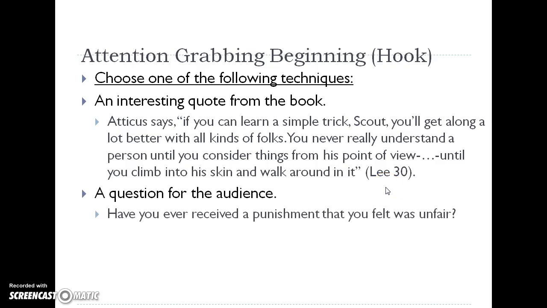Another option is to give a question for the audience, like, have you ever received a punishment that you felt was unfair? Now, with this, yes, this applies to Jem's situation with Mrs. DeBose. Make sure that if you guys are doing something along this vein for the Tom Robinson trial, that you don't use my exact hook here.